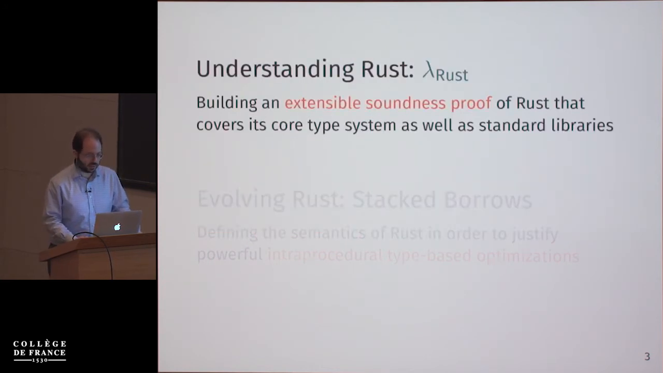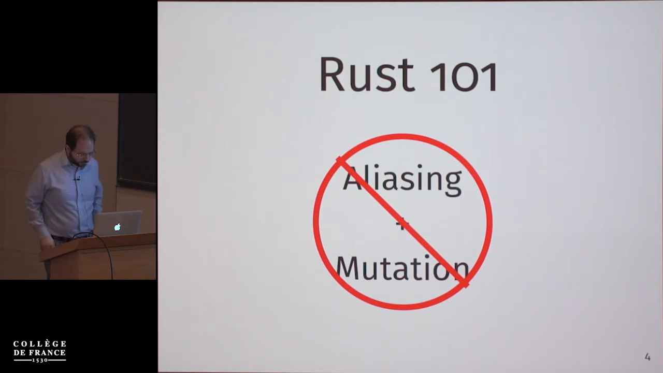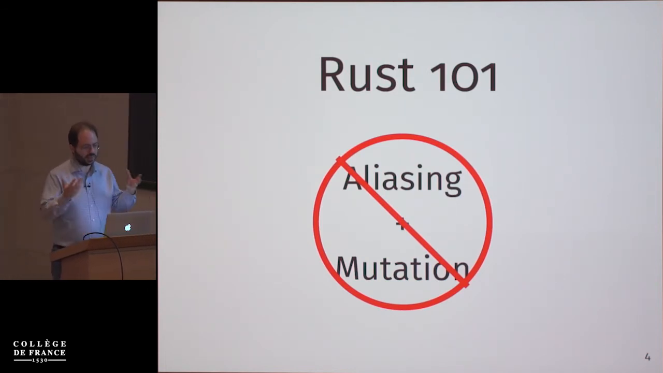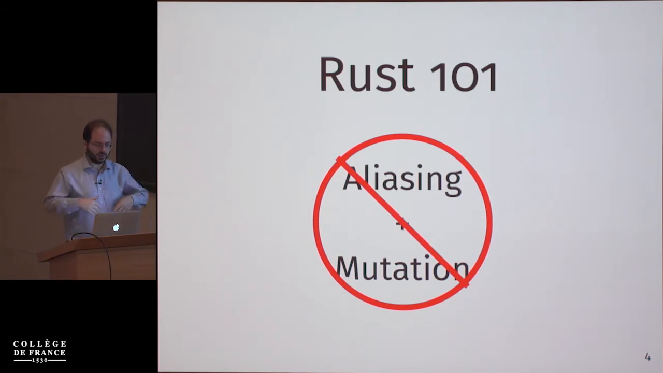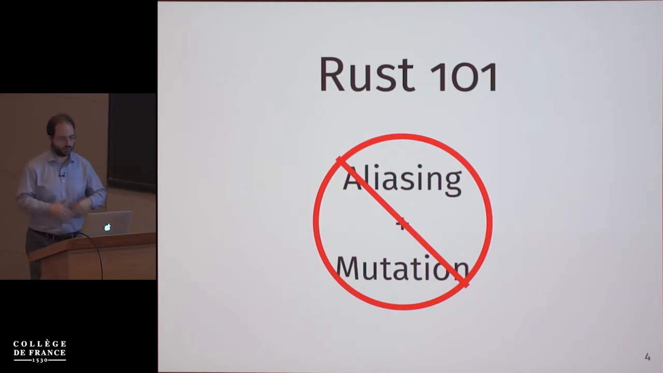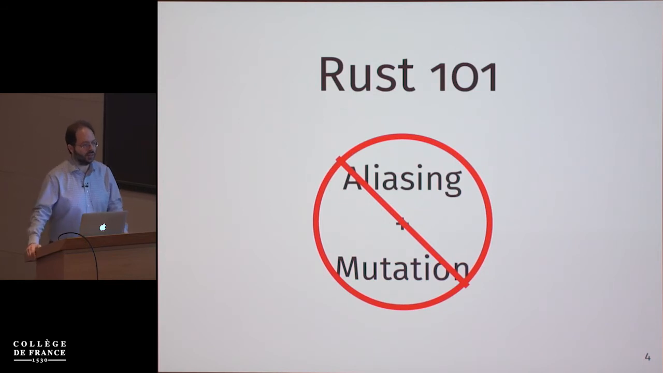So the first thing is going to be understanding Rust, and to do that, I have to give you some basic background on what Rust is. The basic idea of the Rust type system is that the root of all evil in systems programming, the reason that programming in languages like C and C++ can be such a disaster, is the unrestricted combination of mutation and aliasing.